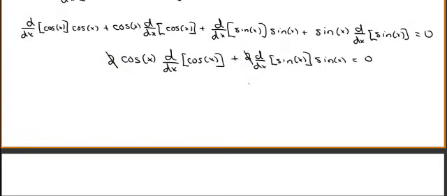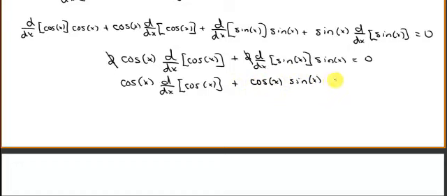I could multiply through by 1/2, and that would get rid of those two factors of 2. And now what I'm going to do, I know the derivative of sine is cosine, so let's make that replacement. We have cosine of x times the derivative with respect to x of cosine of x, plus the derivative of sine, which is cosine of x, times sine of x. And all that's equal to 0.